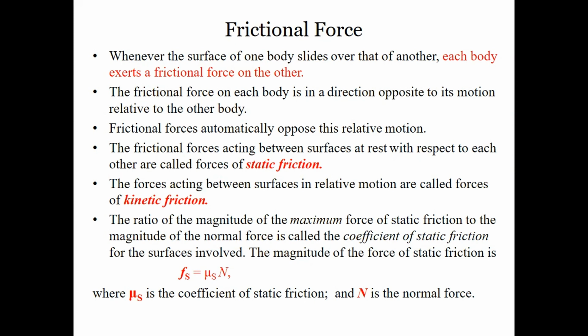The ratio of the magnitude of the maximum force of the static friction to the magnitude of the normal force is basically the coefficient of the static friction. It is termed as mu s. Then the magnitude of the force of the static friction is given as mu s times N. N is the normal force, mu s is the coefficient of the static friction. Then the static friction is given by this formula.